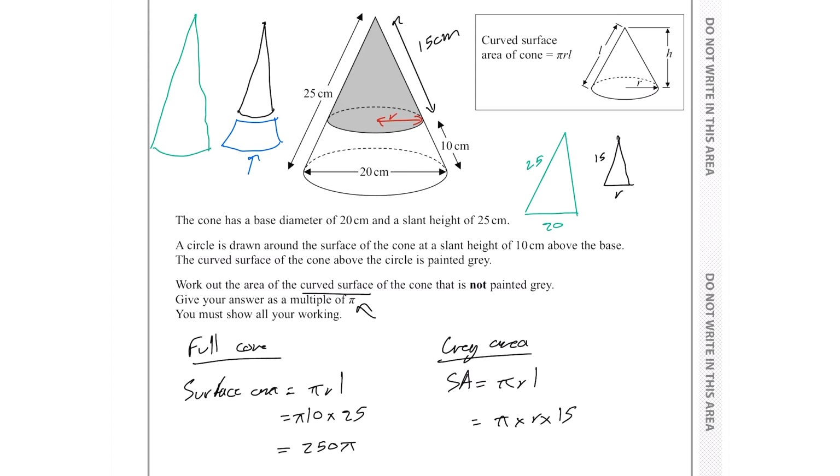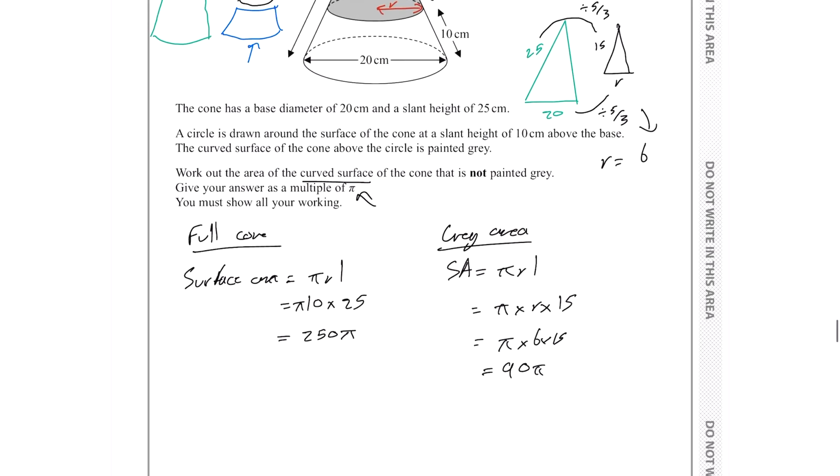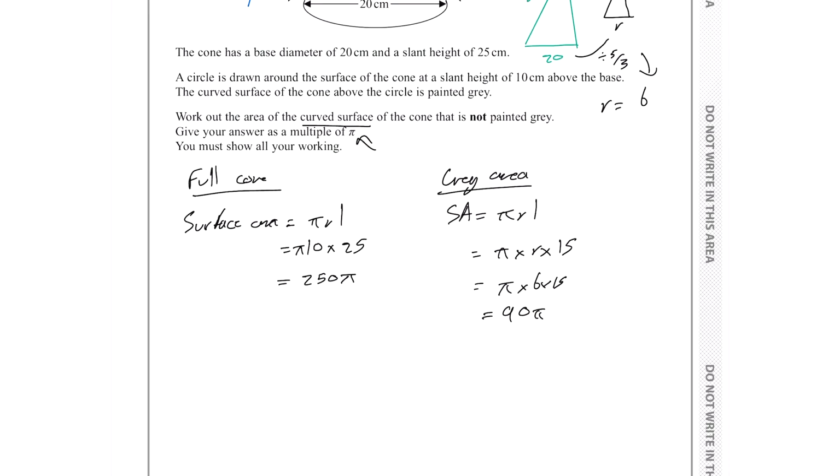And we can use similar shapes here, because it's one shape stacked on top of another. So in order for me to go from here to here, I'm going to be dividing it by 5 over 3. So for me to go from here to here, I can also divide by 5 over 3. So the radius then becomes 20 divided by 5 over 3, which is 6. So that's going to become pi times 6 times 15, which is 90 pi. Okay, and now finally the curved surface area of the missing bit, we're going to subtract the two, so that's 250 pi minus 90 pi, which gives us 160 pi.